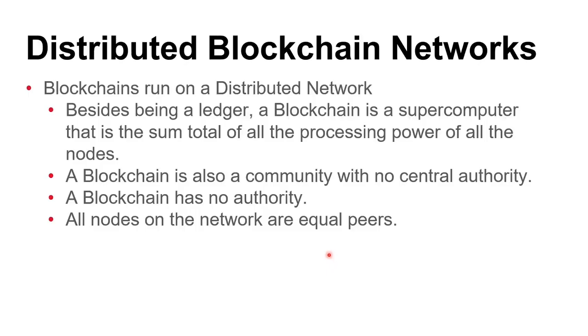In Hyperledger Fabric and in Corda, there are specialty nodes that perform specialty jobs. However, the ledger always needs to be the same. So every blockchain network has some level of distribution. You could say that besides being a ledger, a blockchain is a supercomputer. It's the sum total of all the processing power of all the nodes. And that's been talked about.